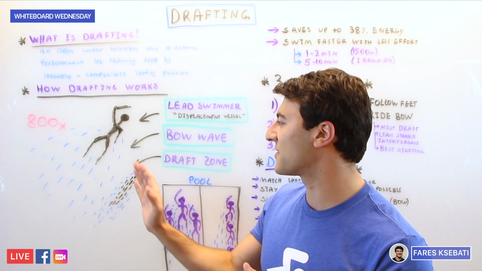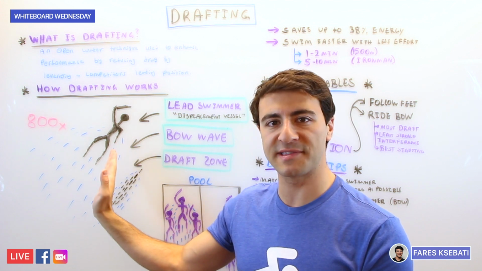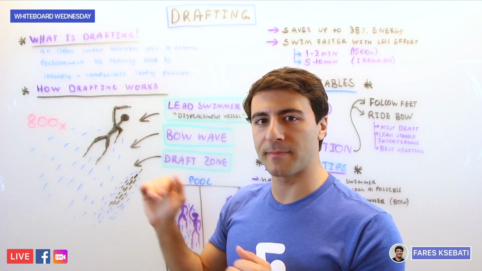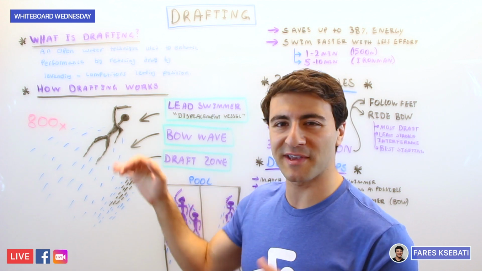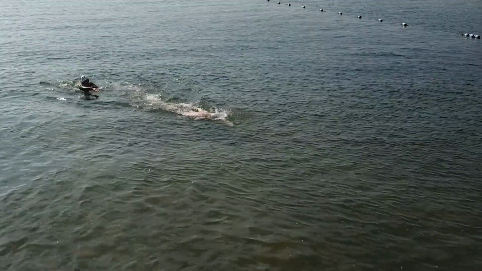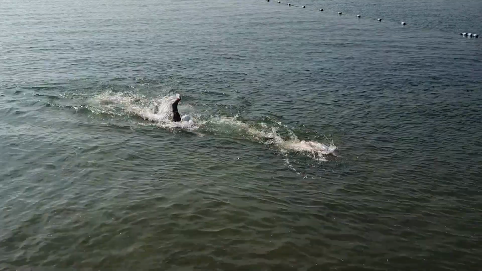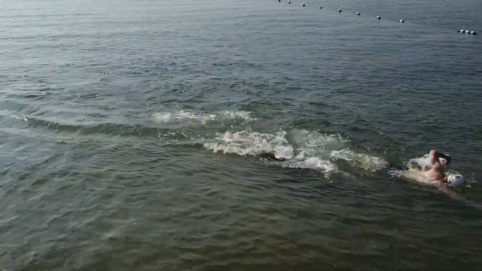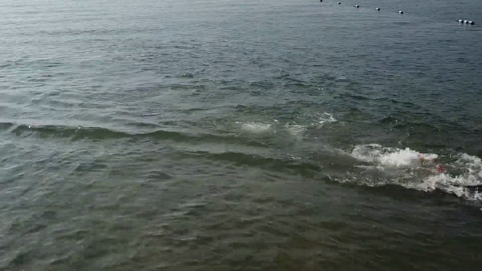In other words, you're going to be positioned immediately next to the lead swimmer, a little bit behind them, so that it's like you're surfing the wave that they're creating. If you imagine a ship that's moving, you're basically riding the bow wave of that ship. And this is the best position to be in because you not only get the biggest draft potential, but it also impacts your stroke the least.